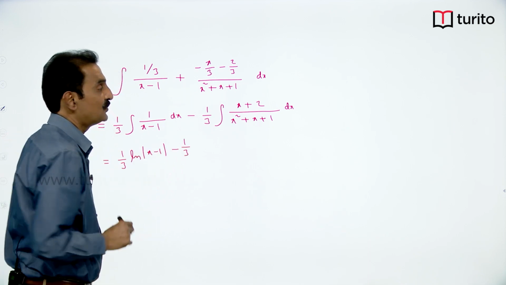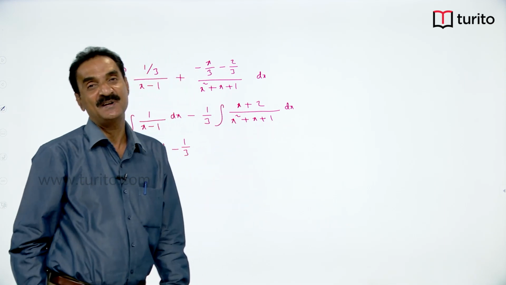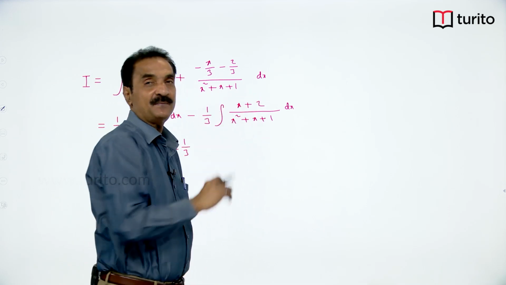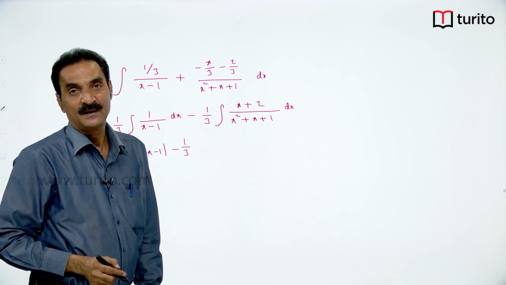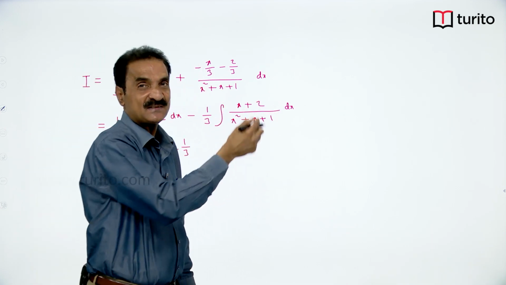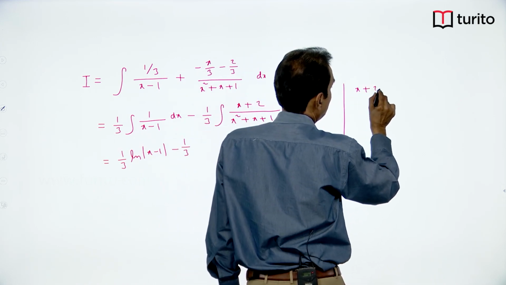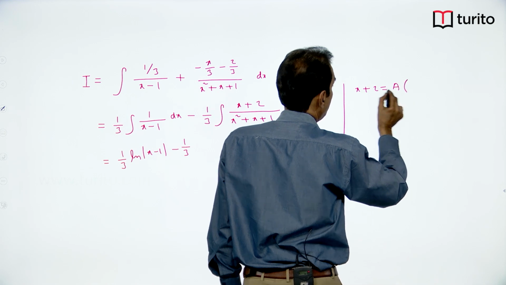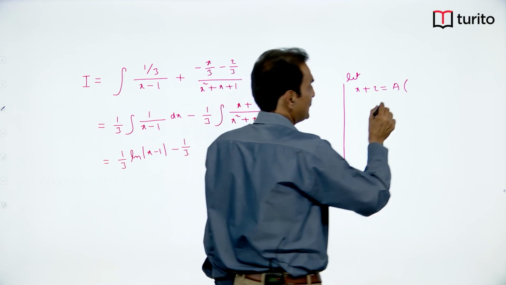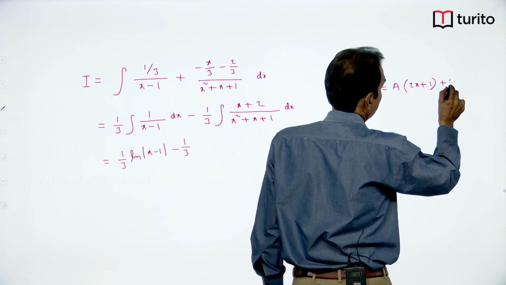Minus 1 by 3 into, to integrate the second one, it is in the form of px plus q by ax square plus bx plus c. What is the method? We have to write the numerator in terms of the derivative of the denominator. Actually, we have to take x plus 2 as a into derivative of this plus b. x plus 2 is equal to a into, what is the derivative of this? 2x plus 1, plus b.